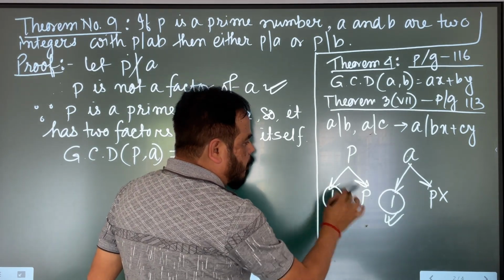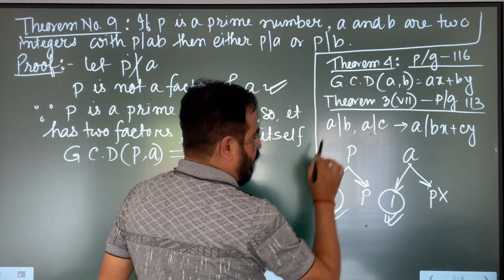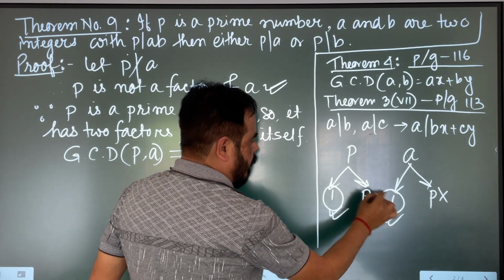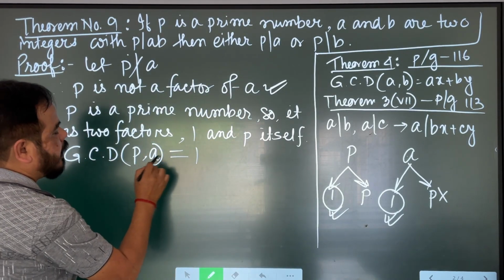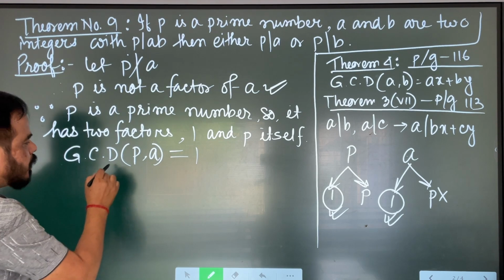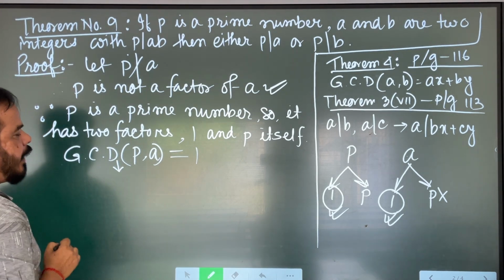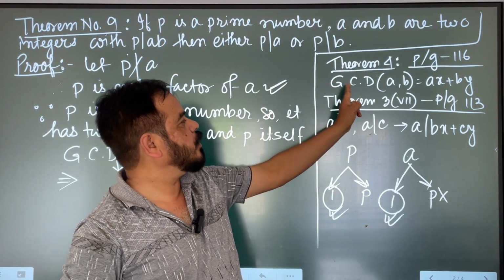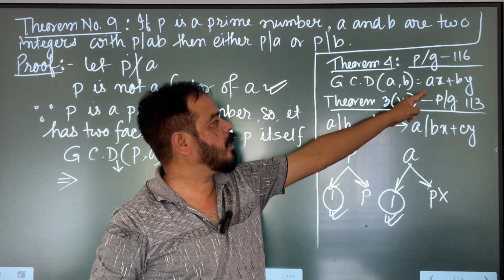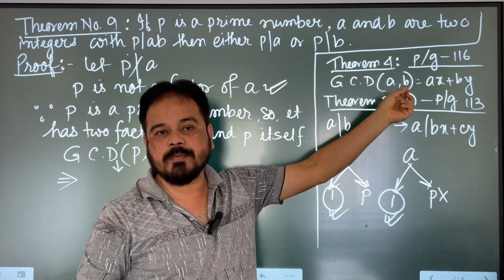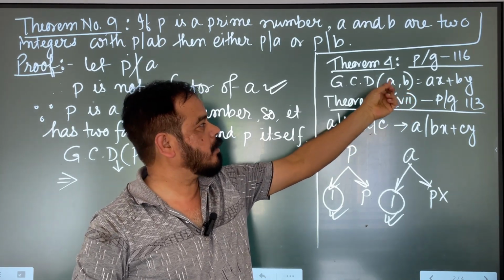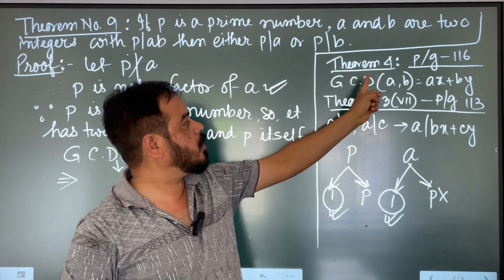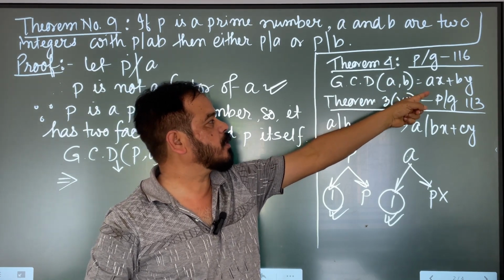So for A, P is not a factor. For P, 1 and P both are. So between P and A, what is the common factor? 1. So the GCD of P and A is 1. So in place of GCD of P and A, what can be written? This is theorem number 4: GCD of A and B is equal to AX plus BY. This I already explained. I hope you understood it when I explained it.